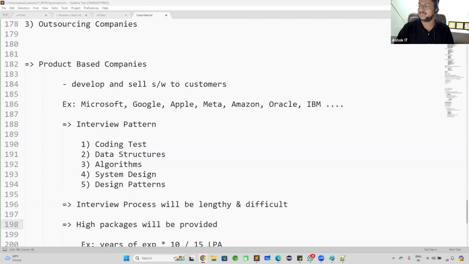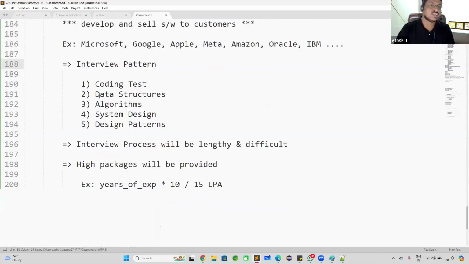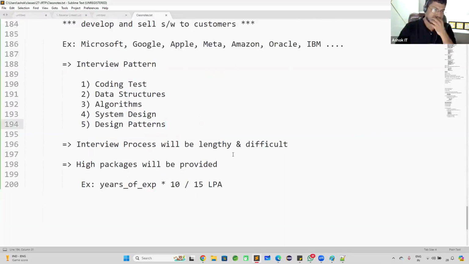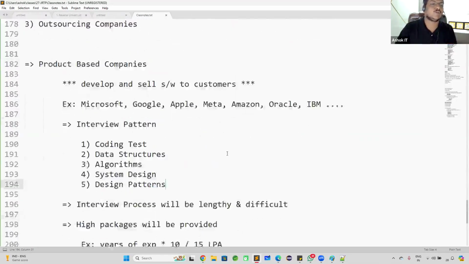Come on, guys. Do you understand what a product-based company is? Product-based companies will develop the projects and sell the projects to the customers. Interview pattern: coding test, data structures, algorithms, system design, design patterns. The interview process will be lengthy and difficult when you go for a product-based company. High packages will be provided.